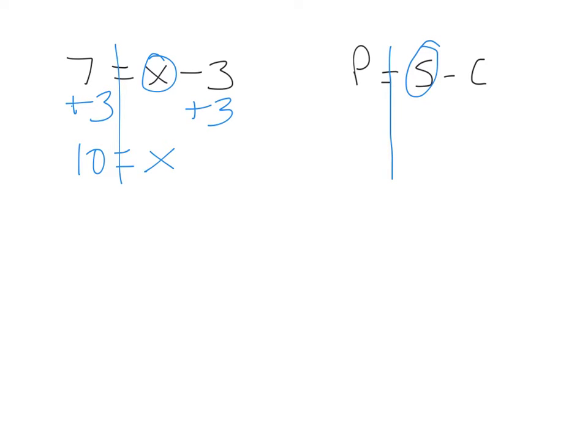Let's solve for s on this p equals s minus c equation. Same step here. I notice it's minus c, so undo subtraction by adding. Let's add c to both sides. So s equals p plus c. Here you can't combine p and c. They're different variables, so you have to keep them separated like that.